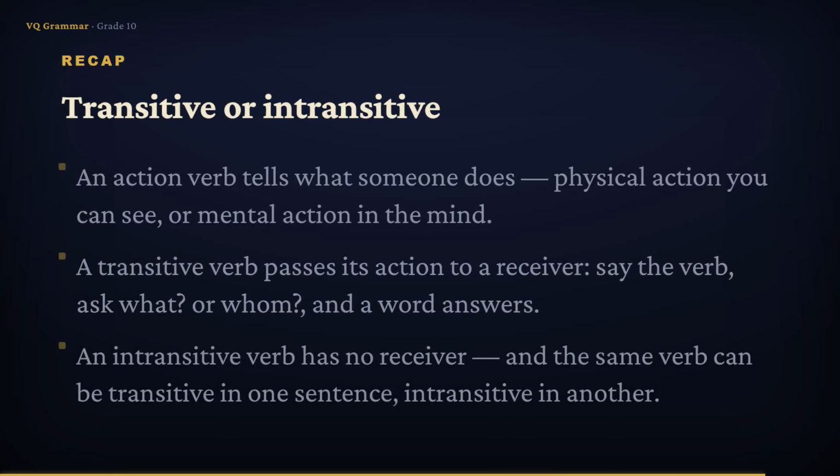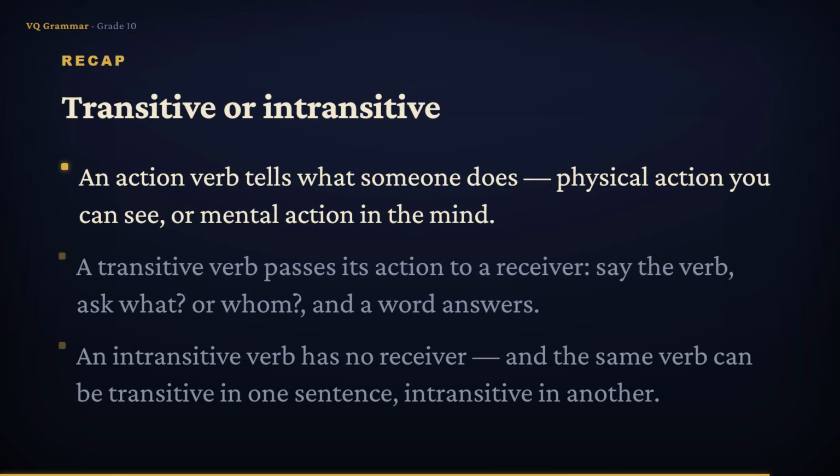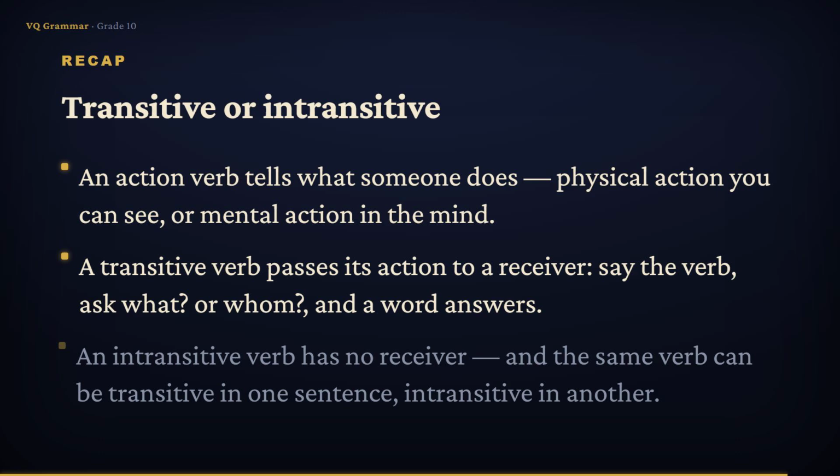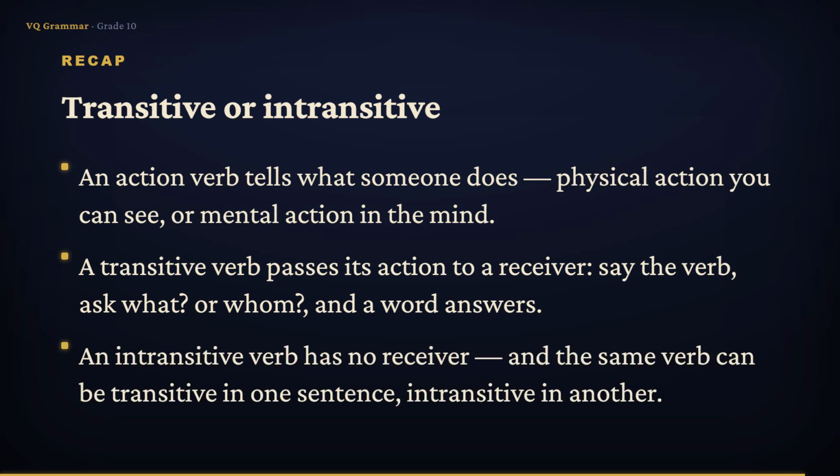Let's gather what we've learned. An action verb tells what someone or something does. Sometimes physical action you can see, sometimes mental action happening quietly in the mind. A transitive verb passes its action to a receiver. You say the verb, ask what or whom, and a word in the sentence answers back. An intransitive verb has no such receiver. And remember, the very same verb can be transitive in one sentence and intransitive in the next, so always check the sentence itself. Nicely done.